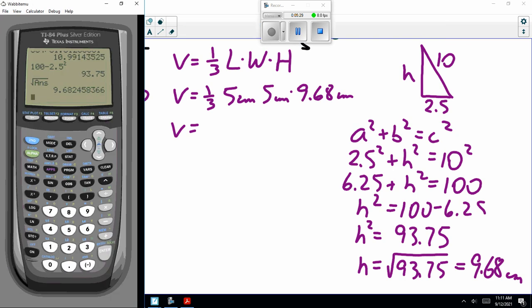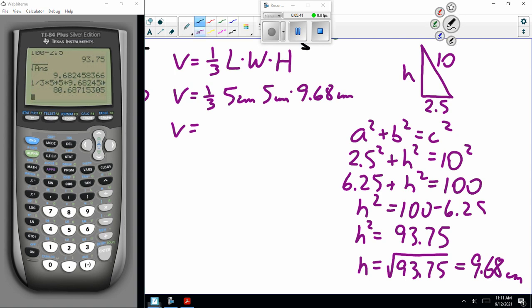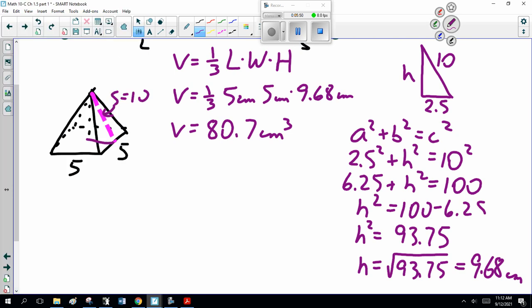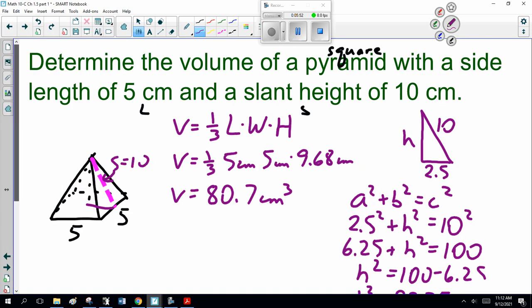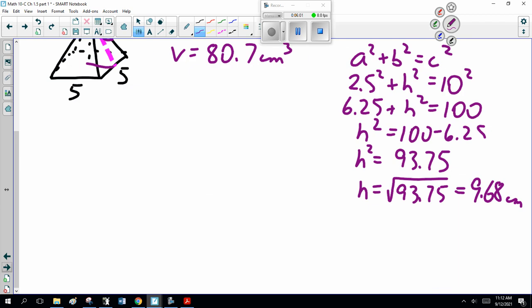And I'm not doing that in my head. So 1 divided by 3 times 5 times 5 times 9.68, 80.6. So my volume of this pyramid is approximately 80.7 centimeters cubed. Okay? Now that's about as nasty as it gets, poorly worded, and no diagram. So I do expect you to be able to draw the diagram. Now notice I said nasty. There's one more version. Oh, come on, next page.